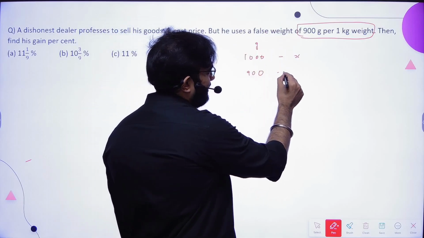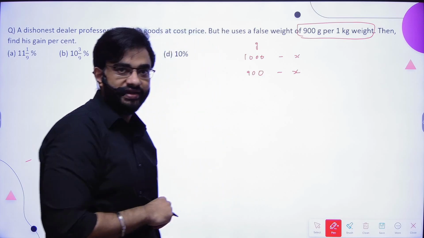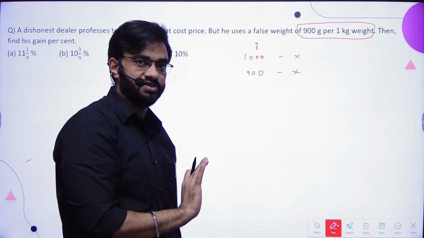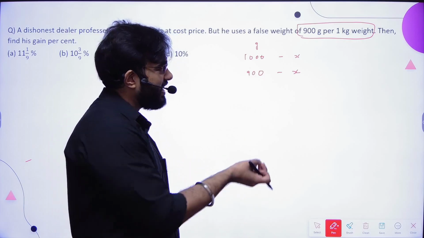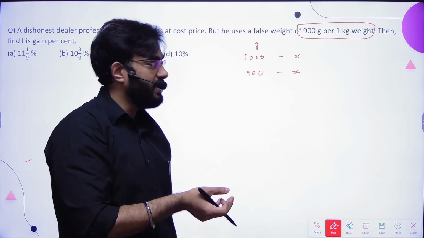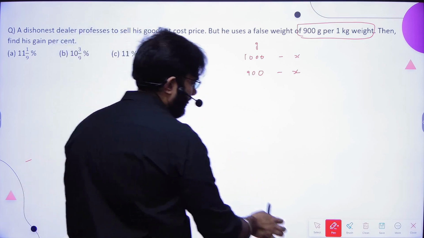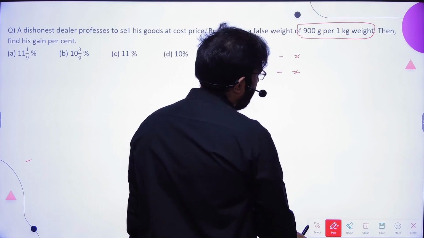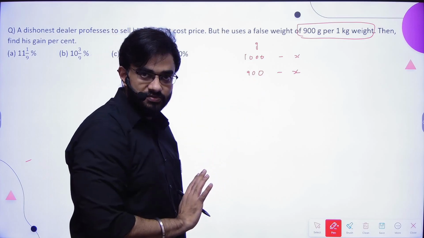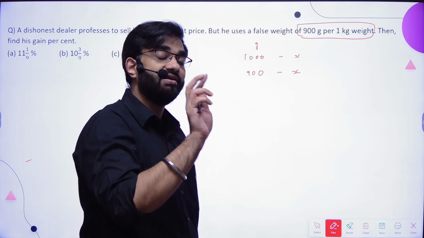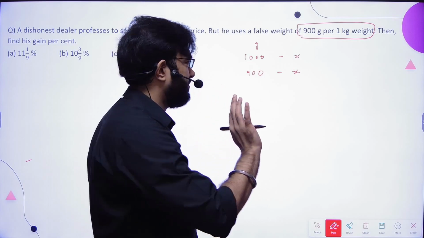So he is selling 900 by means of false weight. So he is putting only 900 grams. But on the other side of the balance, the tarazu, he has put a false weight. If we put a balance scale, this will be the issue. So 900 grams, he's only selling 900 at the price of 1,000 for which he purchased.